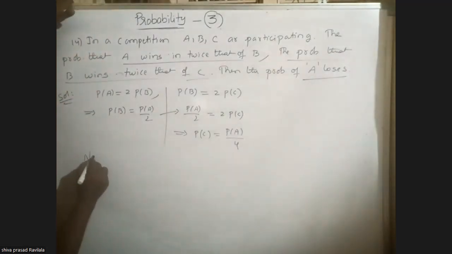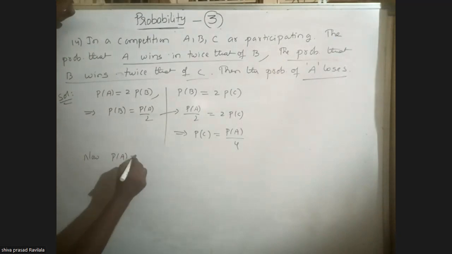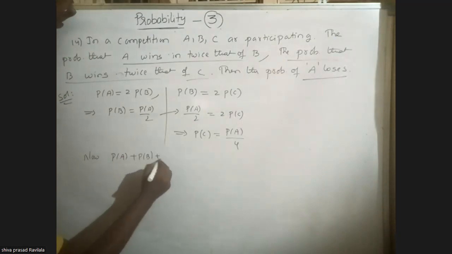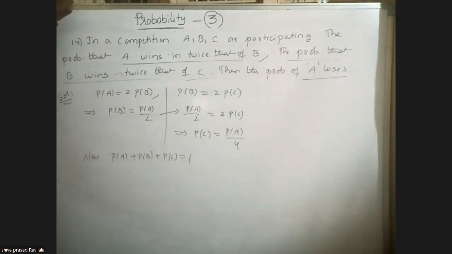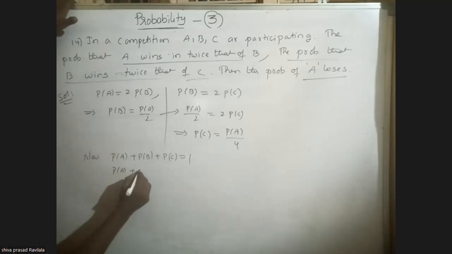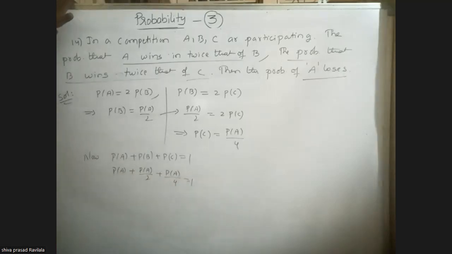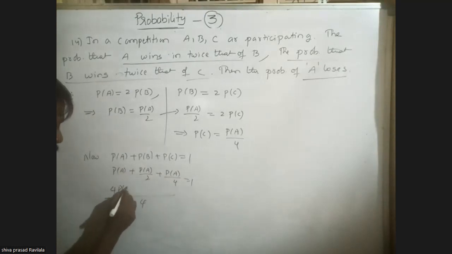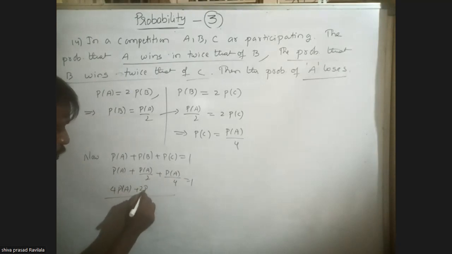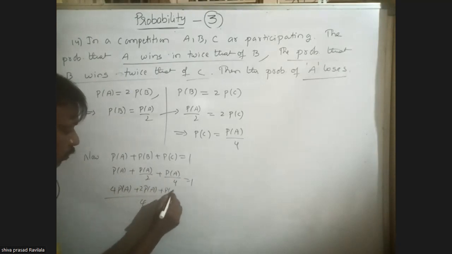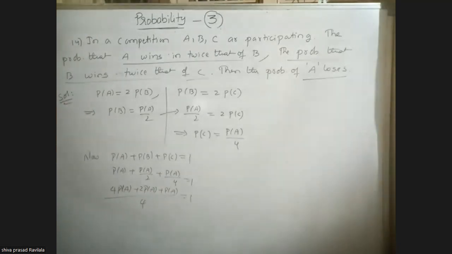Now, the sum of the probabilities is equal to 1. P of A plus probability of B plus probability of C is equal to 1. Probability of A, that's it, A only. B value, probability of A by 2. C value, probability of A by 4, equal to 1. I wrote it all in terms of A. Here LCM is 4. So 4 probability of A plus 2 probability of A plus probability of A is equal to 1.